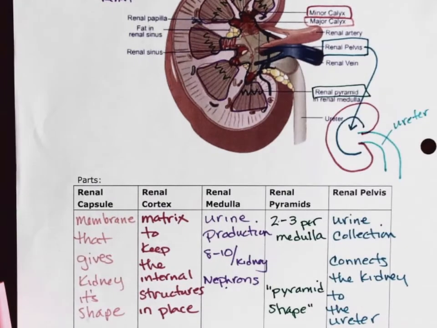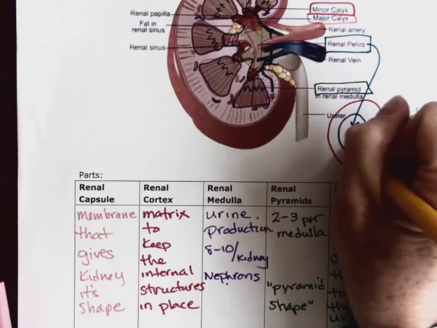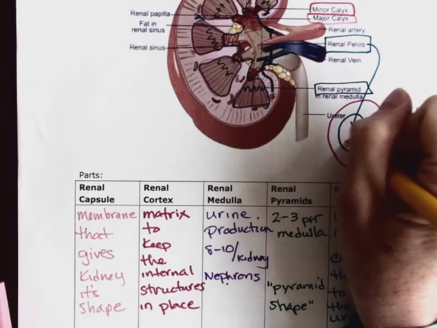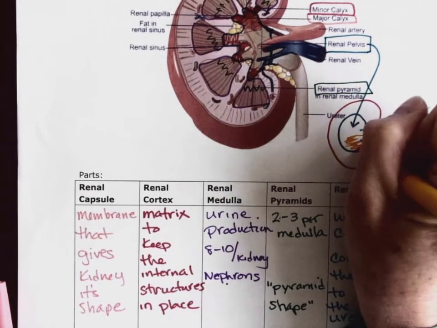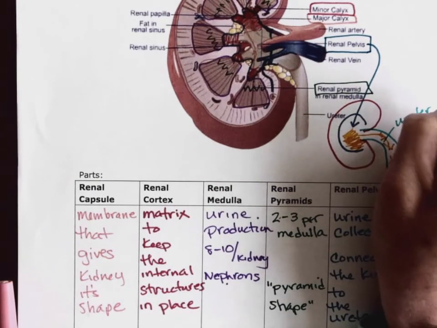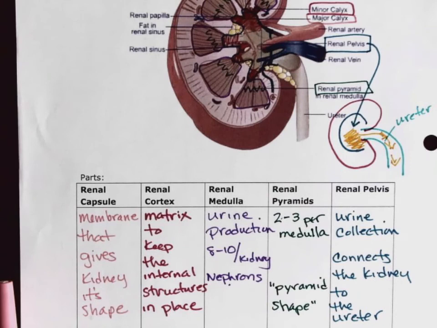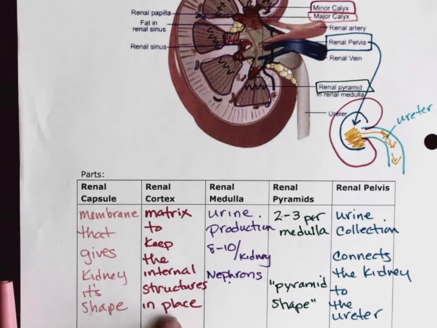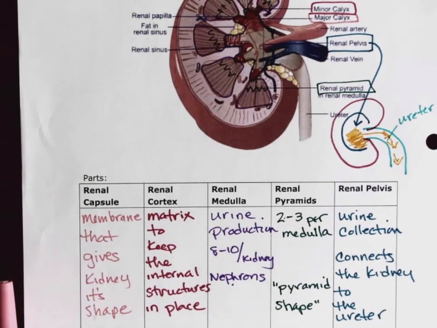So what happens is as the urine drips down out of all of these, it starts to fill and eventually starts to spill over. And then peristalsis takes it down to the urinary bladder. So this is the guy that does all the work. In these little renal medullas and the renal cortex, there's a lot of filtering going on using the nephron. And so our next lecture is going to focus on the nephron.